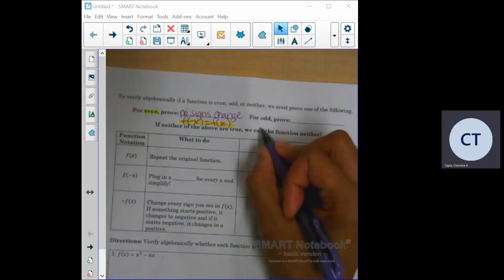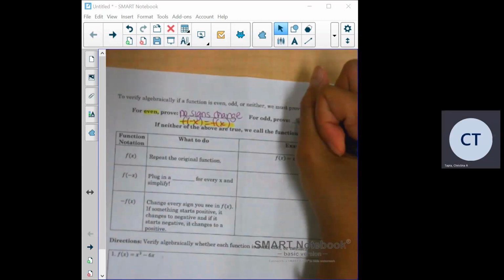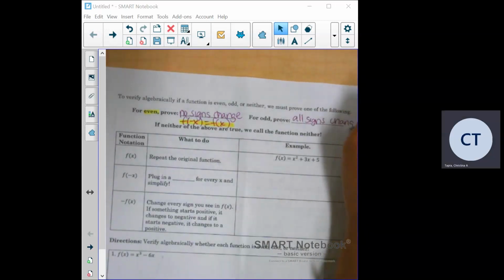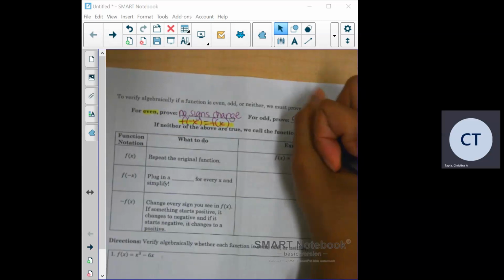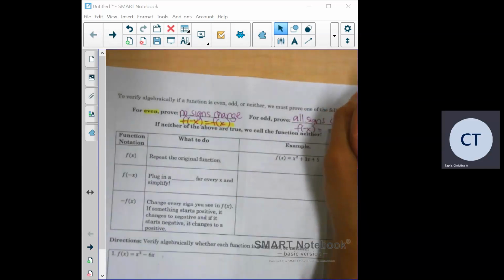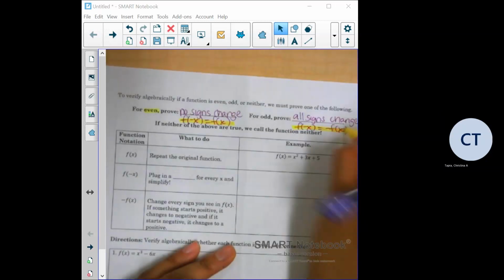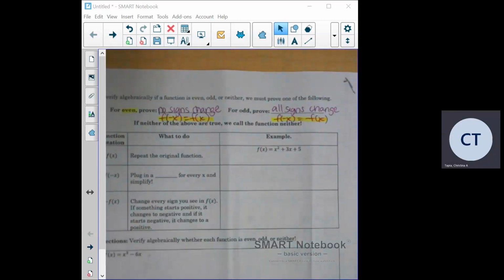If you wanted to prove that something is odd, you want to see that all of your signs change. And the way that we're going to prove that is by finding f of -x equals -f of x. So f of -x equals -f of x. That's what we're going to prove.